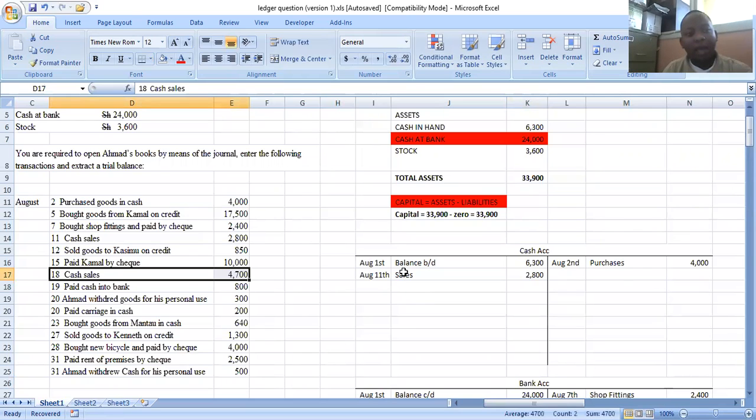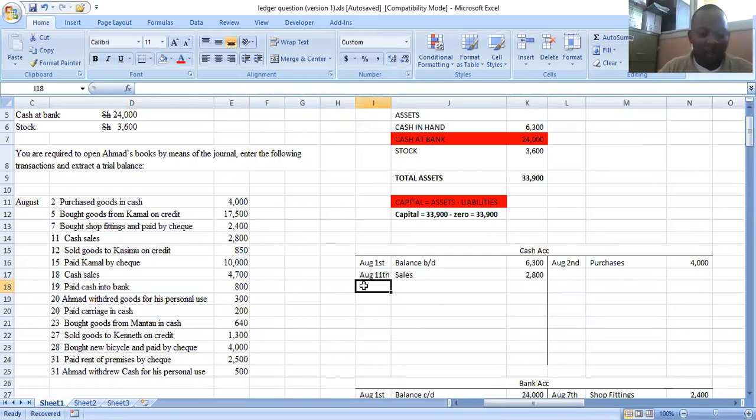18th, cash sales. For cash sales, the two accounts here are cash and sales. Cash is an asset, sales is a revenue. Both are increasing. Cash is coming in and we are earning more sales. So cash being an asset, it's increasing, we're supposed to debit cash, and sales being a revenue, it's also increasing, so you're supposed to credit sales account. Therefore, debit cash, credit sales. So that is on August 18th. Debit cash by sales, and the amount is 4,700.